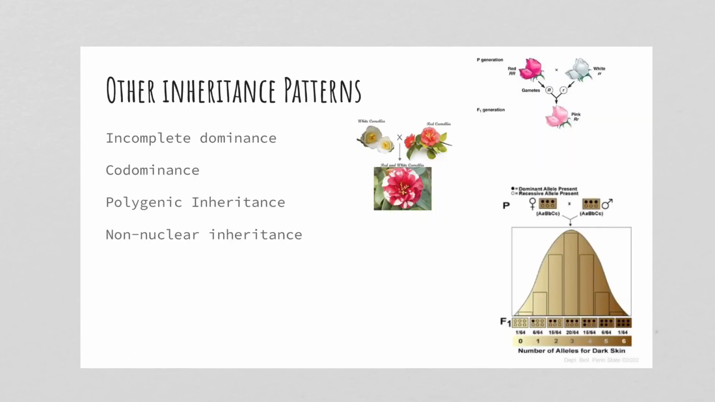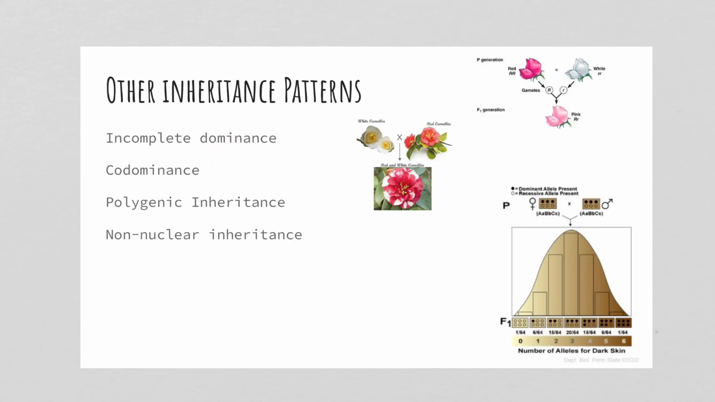Another inheritance pattern that doesn't follow Mendelian genetics is incomplete dominance. At the time when Mendel came up with his idea of genetics, a lot of people thought blending occurred, meaning if you had a red flower with a white flower, you'd get a pink flower as the progeny, the offspring. And that does happen sometimes, and that's a form of incomplete dominance.